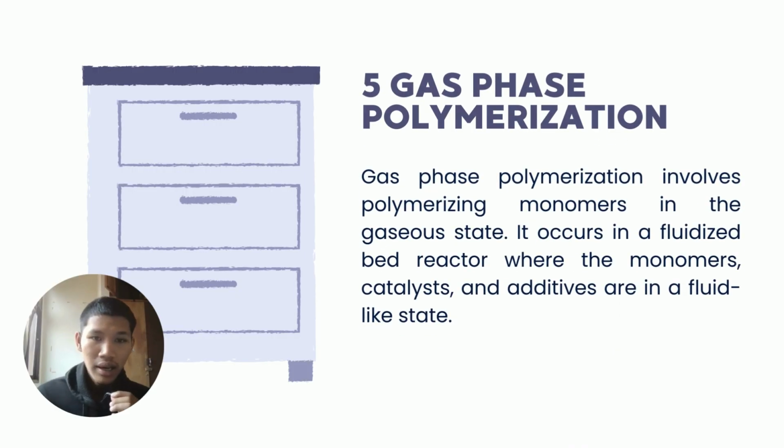Number 5 is gas phase polymerization. Gas phase polymerization involves polymerizing monomers in the gaseous state. It occurs in a fluidized bed reactor, where the monomers, catalyst, and additives are in a fluid-like state.